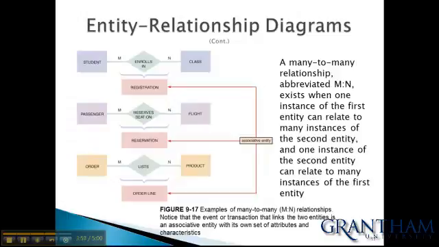The last type of relationship is a many-to-many relationship. It exists when one instance of the first entity can relate to many instances of a second entity, and one instance of the second entity can relate to many instances of the first entity. Typically, when you're dealing with a many-to-many relationship, you will have three entities involved in it. In the example here, we see that many students can be enrolled in many different courses. Many passengers can make reservations on many different flights.